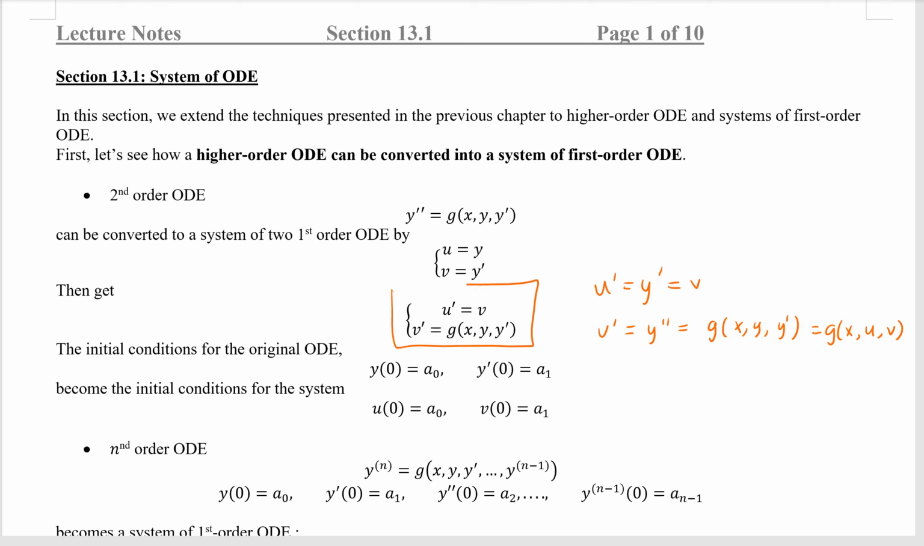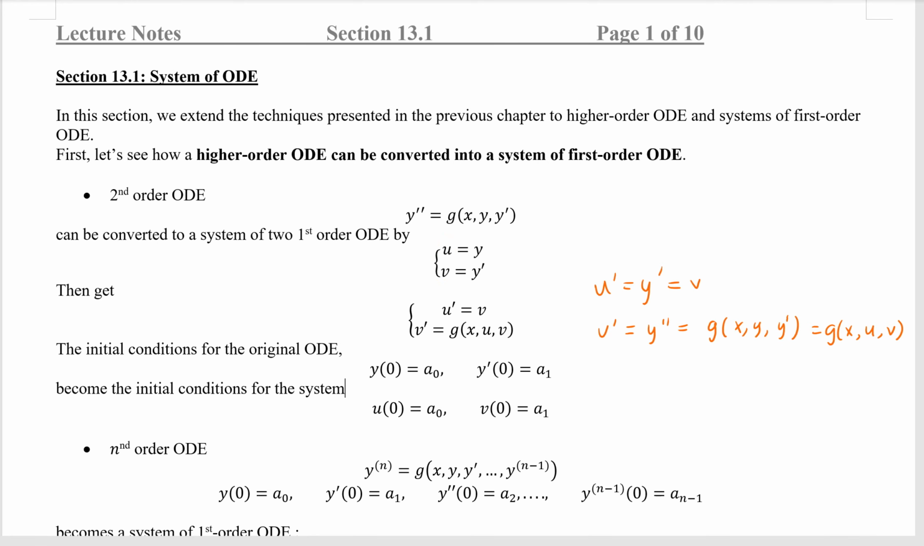Now we get, so here I should change this to u and change this to v. Oops. Now we have a system of first order ODEs. The initial conditions for the original ODE, y of 0 is a0, y prime of 0 is a1, become the initial conditions for the system: u of 0 equals a0 and v of 0 equals a1. So this is a second order ODE. We create two new variables u and v, and then we get a system of first order ODEs.